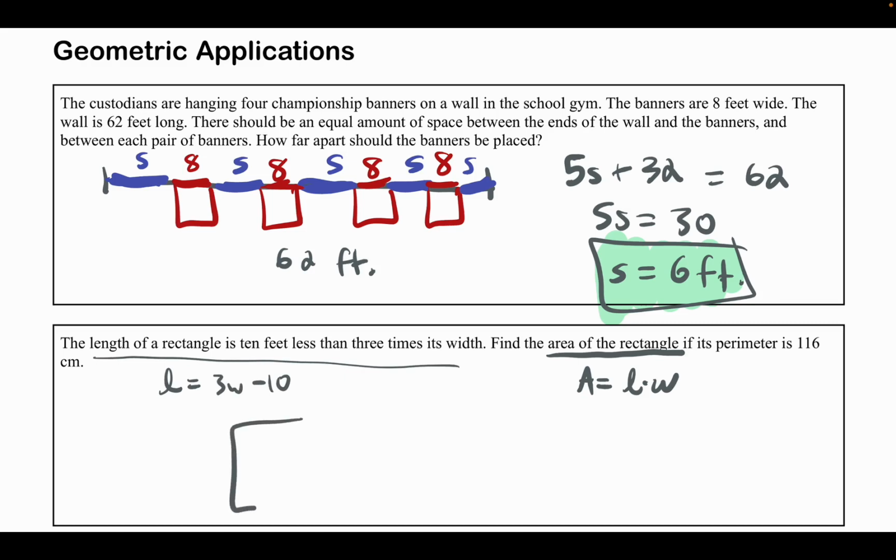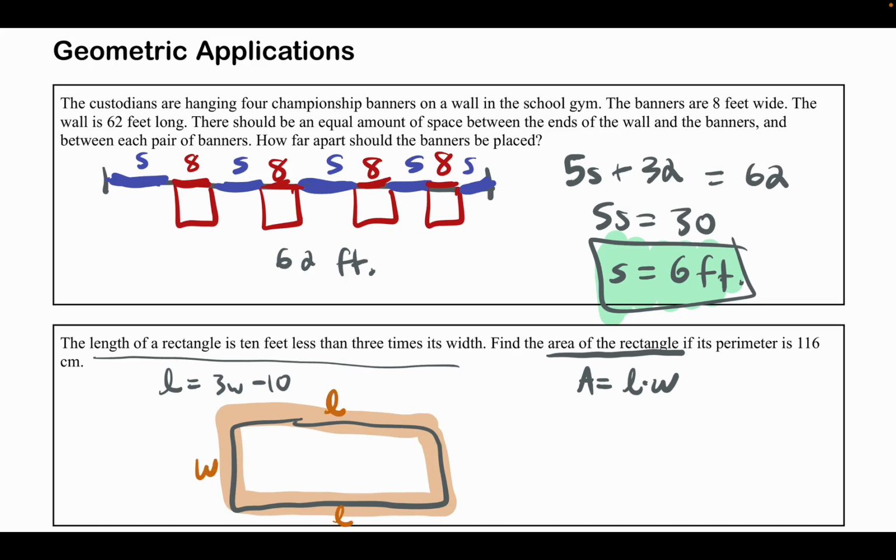And so if we think about the fact that we do know the perimeter of this rectangle, meaning that if we were to go all the way around the rectangle and add up all the sides, it's going to be 116. So if we take this length and this width and this length and width and add it all up, it's going to be 116. And what's really useful to know is that each length is actually 3 widths minus 10. So I could replace each of these lengths and just call them 3w minus 10.